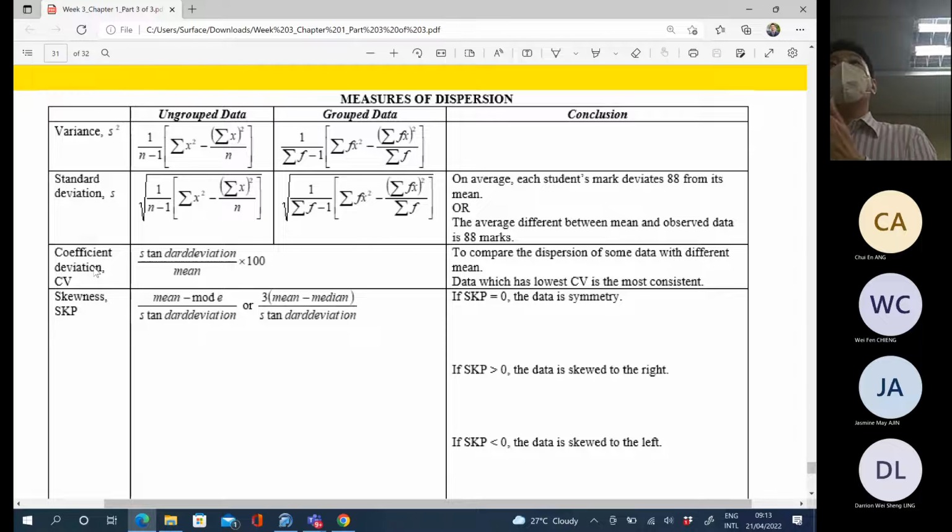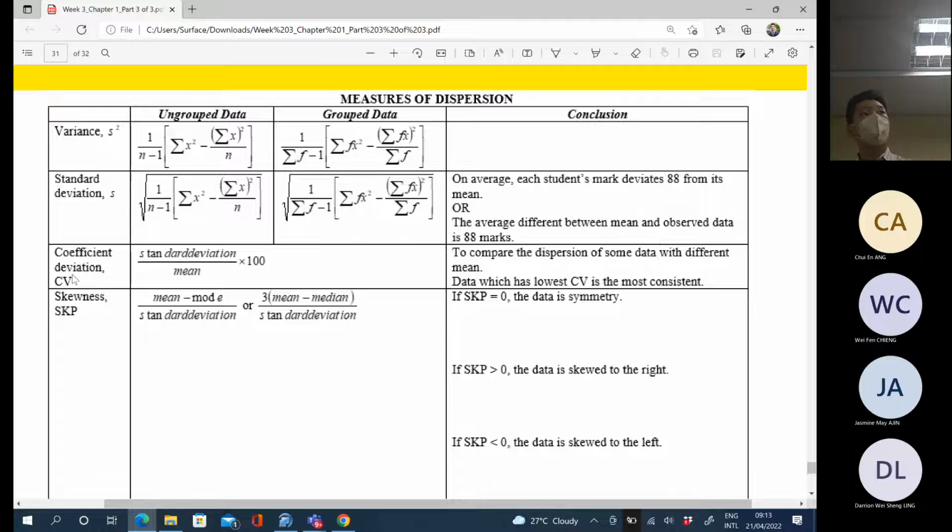Okay, let's say your topic is on YouTube watching time of the sample students. Watching time is maybe in hours or minutes, all right? But when you want to calculate the CV value, make sure that the unit is in percentage. Okay, leave the unit in percentage for CV.